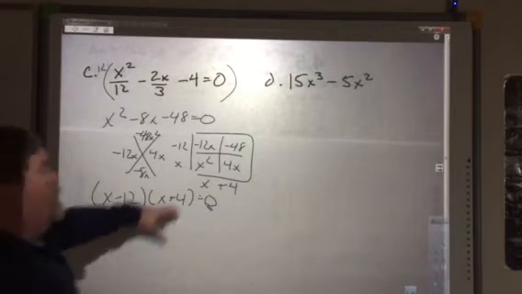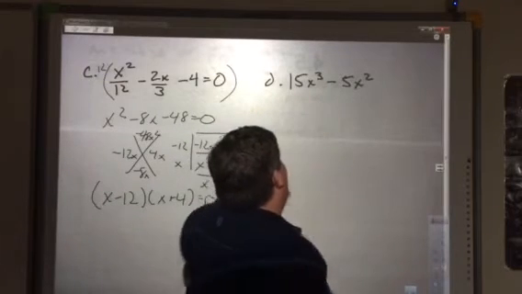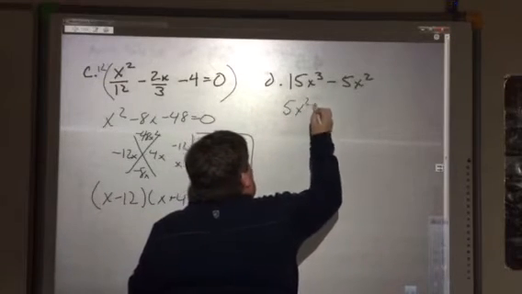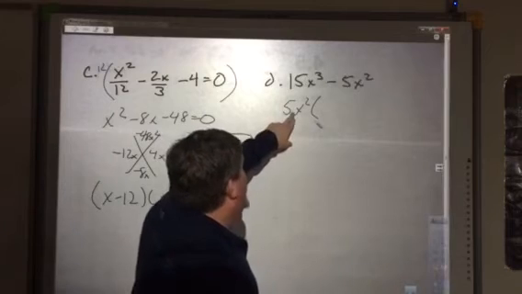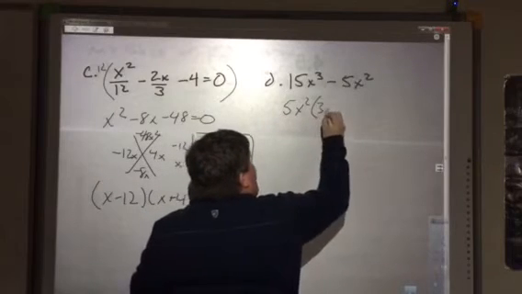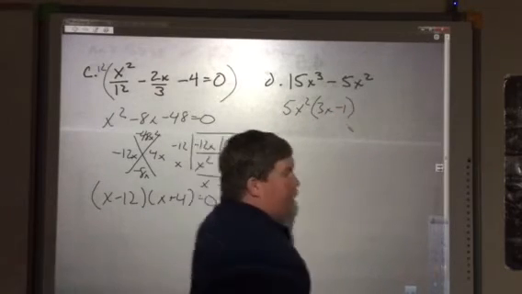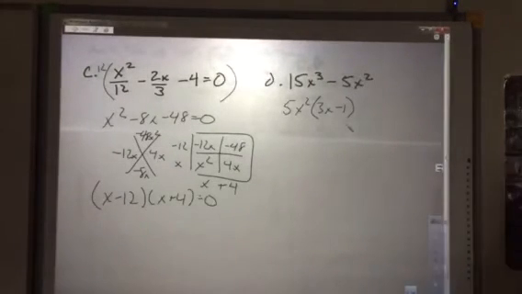D, both these have a 5x squared in common. So what times 5x squared is 15x cubed? 3x minus 1, and that is factored. Okay?